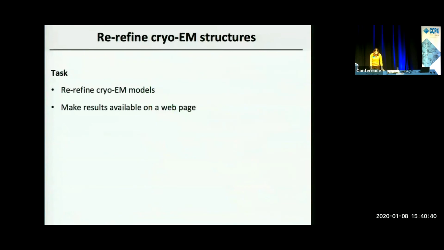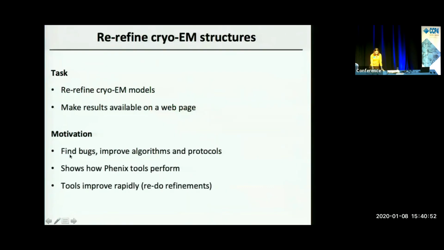So we decided to re-refine some cryo-EM models deposited in the PDB, and we wanted to make these results available on a web page. The motivation for this was to find bugs and to improve algorithms and protocols. We wanted to see how our tools perform, and also the tools are improving or evolving rapidly. So let's say if we do refinement today, it's most likely very different to how the refinement run went a year or 2 years ago.